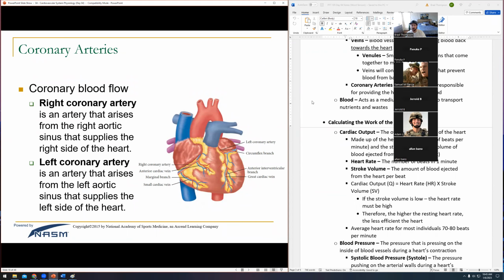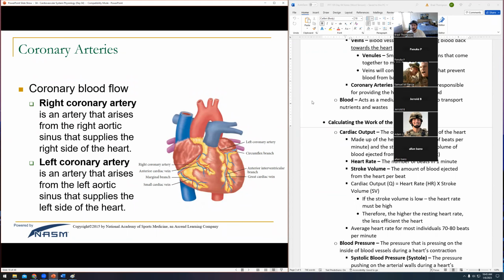You would have your heart rate, and that would be the number of beats in 60 seconds. So that's your heart rate. And then you would multiply it by how much blood is ejected from the heart every time your heart beats. That would be called your stroke volume, which is the volume of blood ejected from the heart per beat. Okay, so those are our two sides of the formula here. Heart rate, the number of beats in 60 seconds. Stroke volume, the volume of blood every time your heart beats.